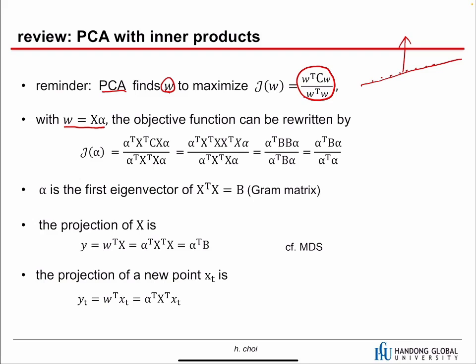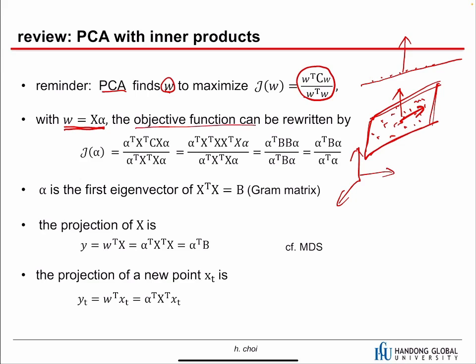If we have data samples in a two-dimensional space, then we cannot have an eigenvector out of this two-dimensional space. The eigenvector should be in this two-dimensional space. That's what this equation says: the eigenvector should be a weighted sum of data samples. Then the objective function can be rewritten by this.